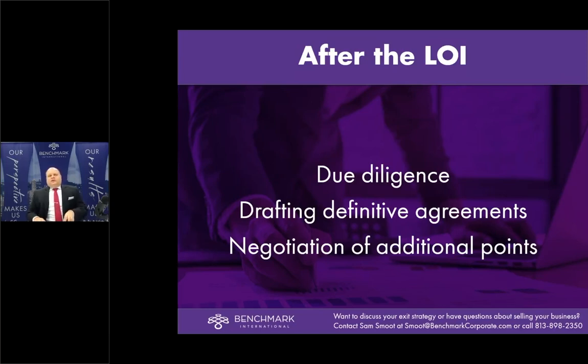And then shortly thereafter, you'll start the drafting of the definitive agreements. This is the purchase agreement, and then if there's, say, a note attached to the purchase agreement or employment agreements or leases, all these other definitive agreements that will be signed as part of the closing process of the transaction. You'll have your lawyers in at that point working on those documents for you.